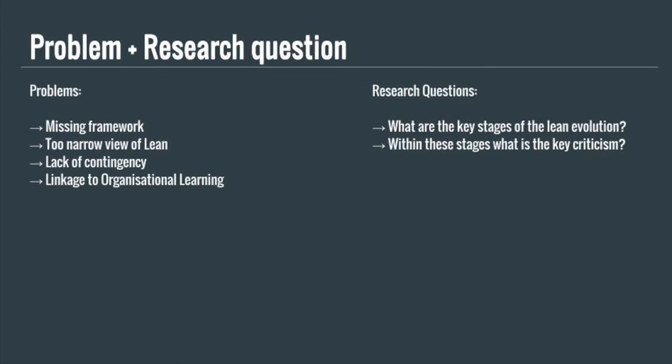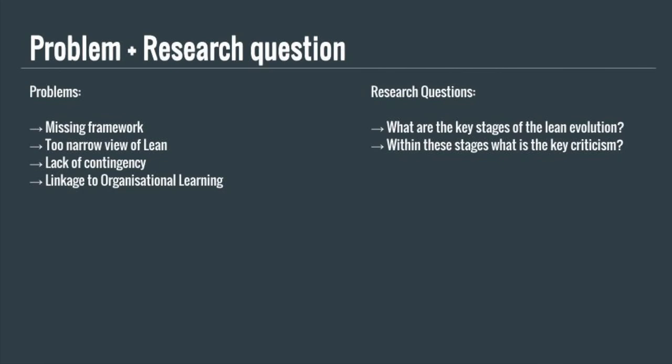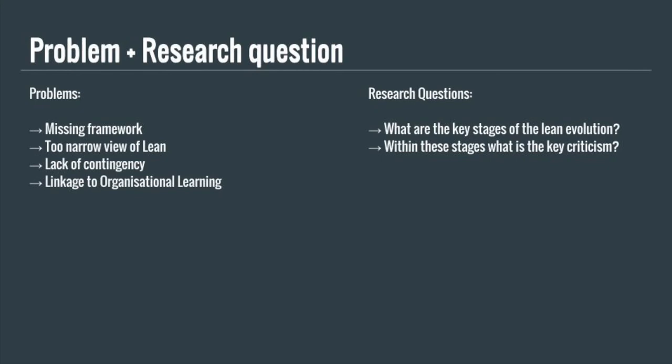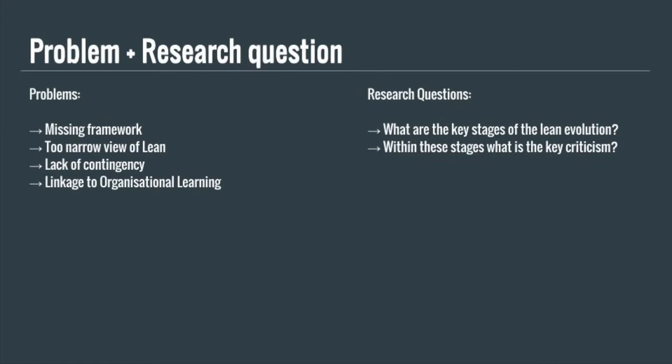Also, the problem of a lack of contingency can put the company at risk and leads to the inflexibility of companies. Moreover, the authors discuss the linkage lean has with organizational learning as a way to address this lack of contingency. As the article is published in the Journal of Operations and Production Management, the main audience of the article are academics. The paper can be specified as a research review.